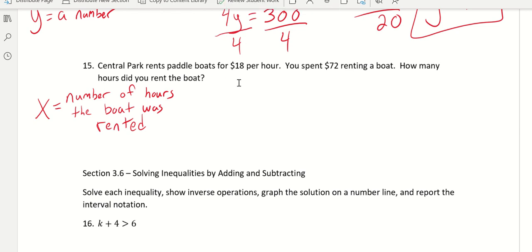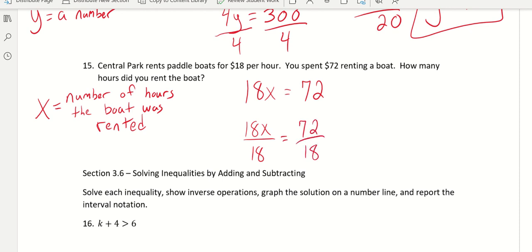And if you rent it for $18 per hour, 18 for the first hour, 36 after 2, etc. So 18 multiplied by x, you spend a total of $72 renting the boat. 18 multiplied by the number of hours equals 72. So to solve this, we perform the inverse operation of multiplication, which is division. So we divide both sides by 18.